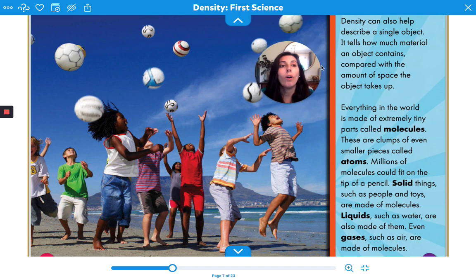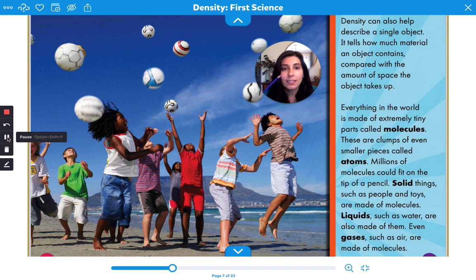Density can also help describe a single object. It tells how much material an object contains compared with the amount of space the object takes up. Everything in the world is made of extremely tiny parts called molecules. Everyone say molecules. 3, 2, 1. Molecules. That's right. These are clumps of even smaller pieces called atoms. Millions of molecules could fit on the tip of a pencil.